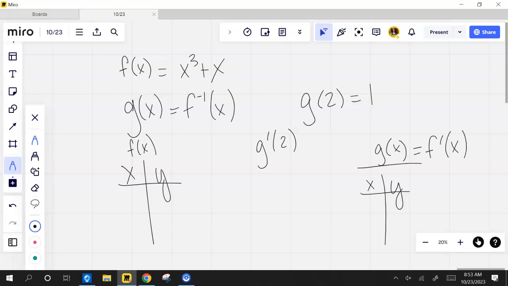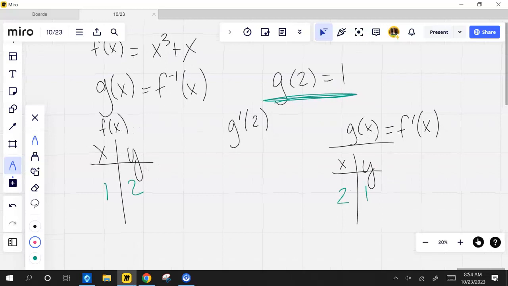Now g is the inverse, right? Tell me what the inverse does. Flips the x's and the y's, right? So I'm not going to plug anything in. I'm just going to look at what they gave me. They gave me this (2, 1), right? So I know if I go backwards on that and I flip x and y, then in the original function, that point is what? (1, 2). Everybody okay there?